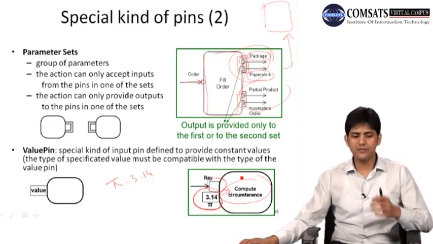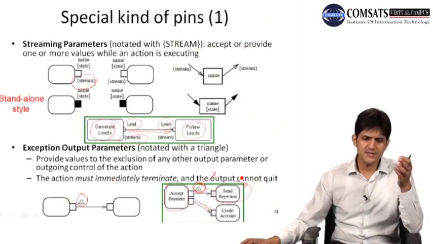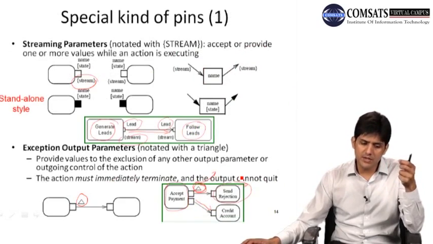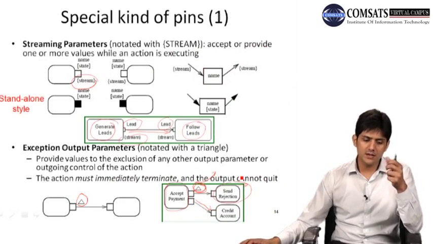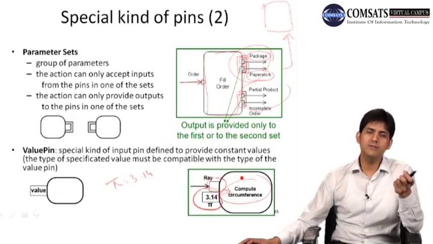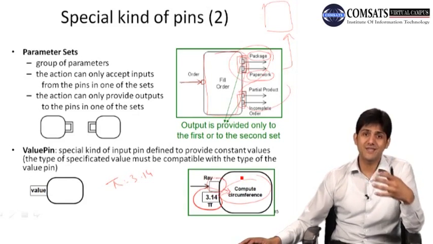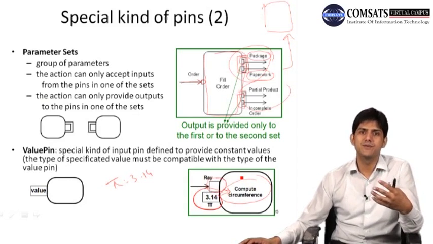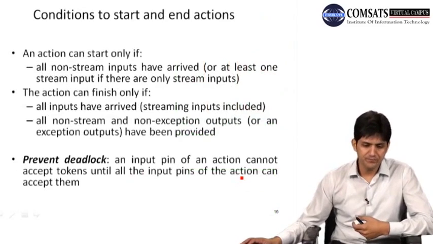So we saw there are four kinds of pins. Number one is pins that represent streaming parameters. Then we have pins to represent exception output parameters. Then pins to represent parameter sets. Then pins which hold constant values. So there are four different kinds of pins.